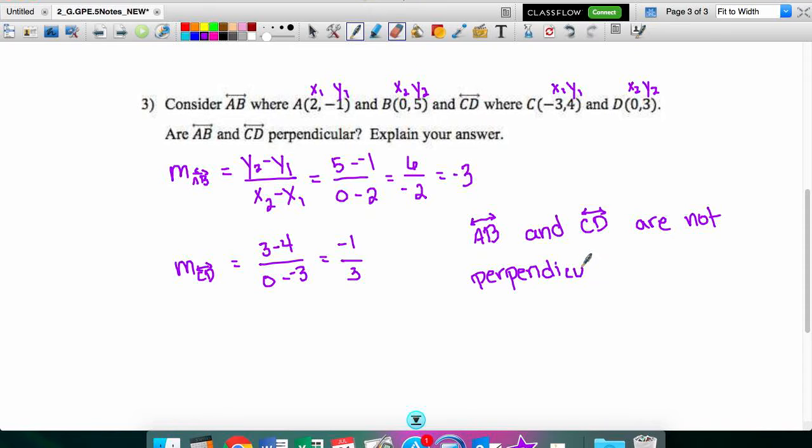And it also says that we need to provide a reason. So what is our reason? Well, because the slopes are not opposite reciprocals. In particular, they're not opposites.